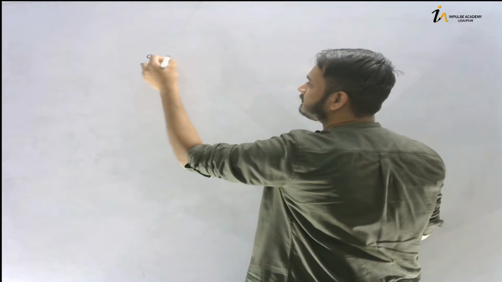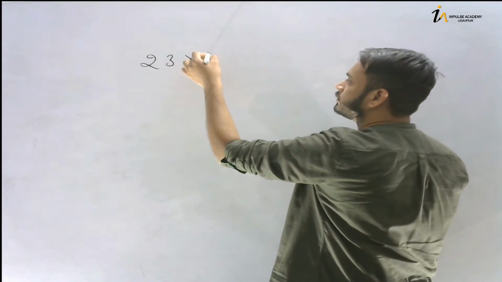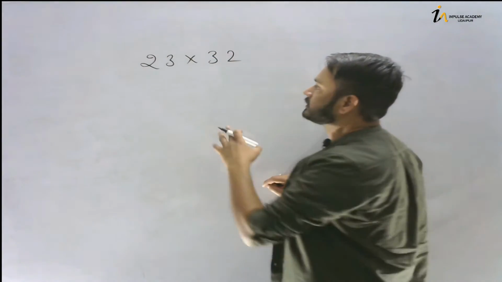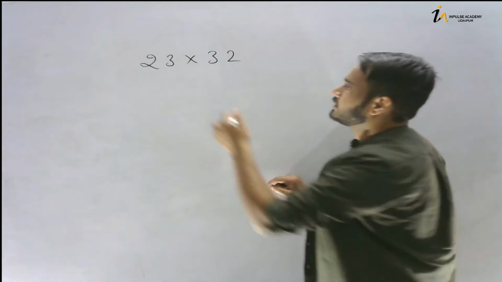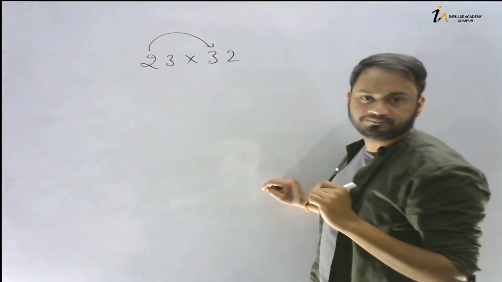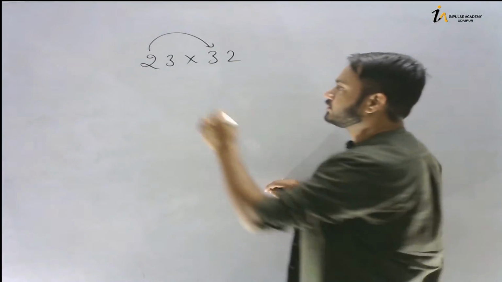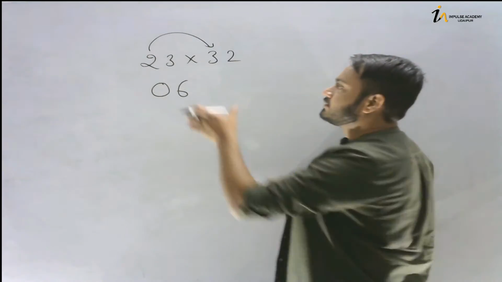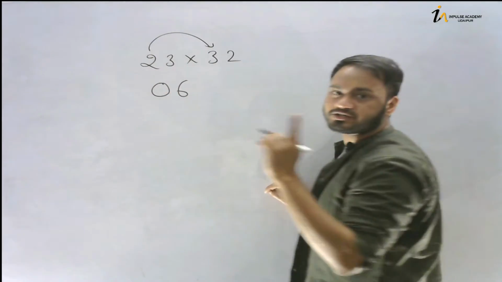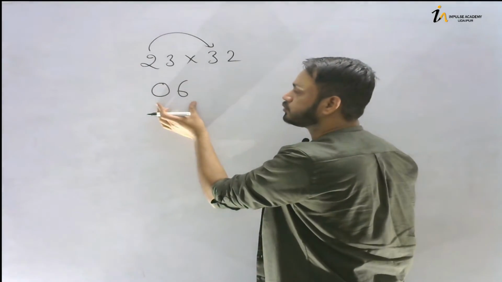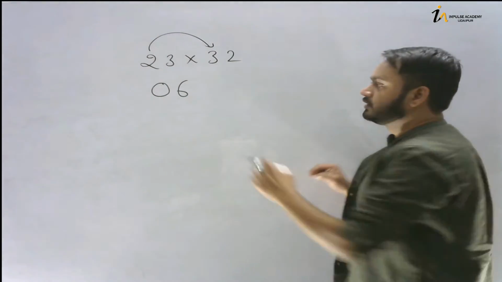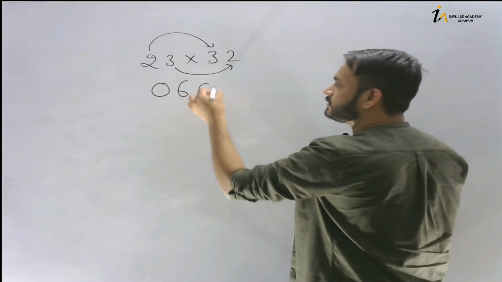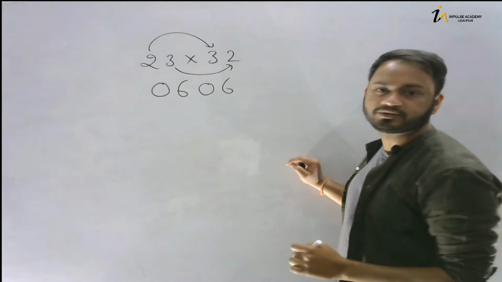Let's take another example, 23 into 32. What you need to focus on here is, if you multiply 2 into 3, it would be 6. You don't need to write just 6 here; you need to write in a 4-digit form, so we write 06. This is the case when only a single digit comes after multiplying, so we write it in a 2-digit form, with 0 in front of 6. Now 3 twos are 6, so again we write 06. This is how we need to form the numbers.